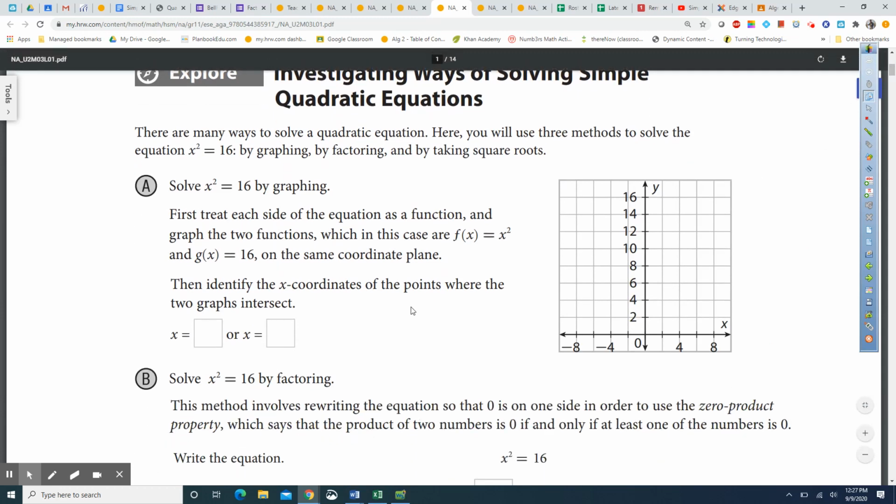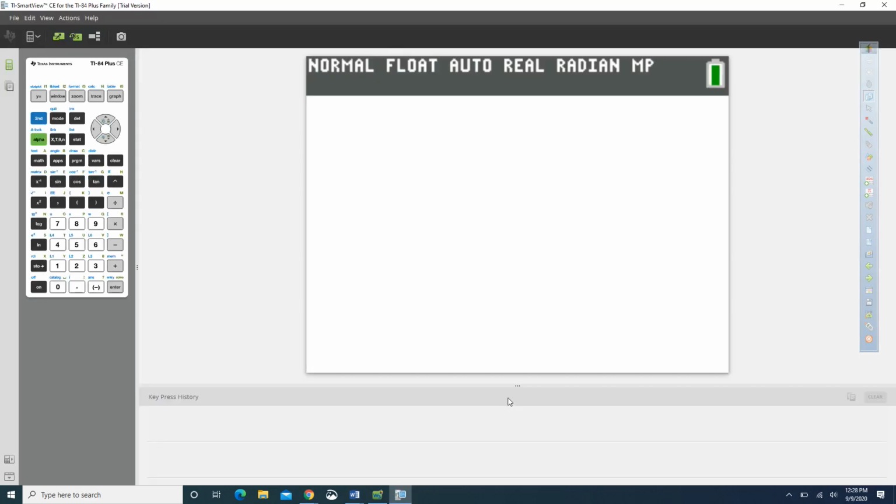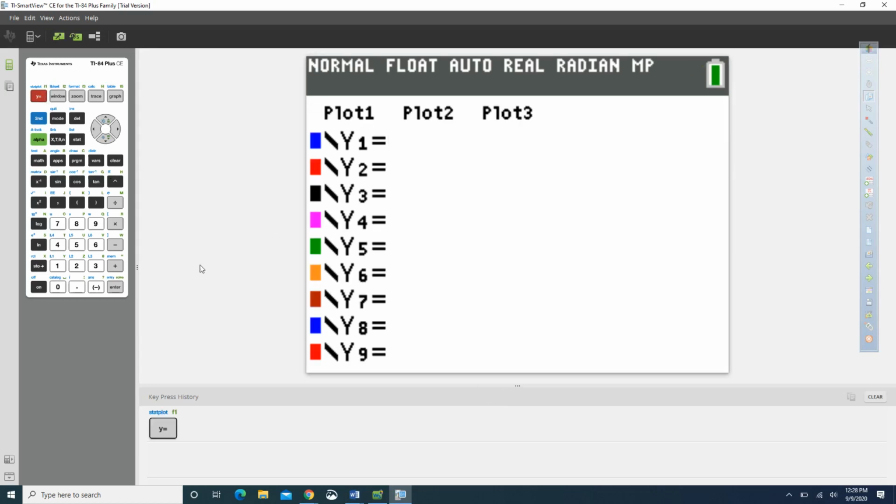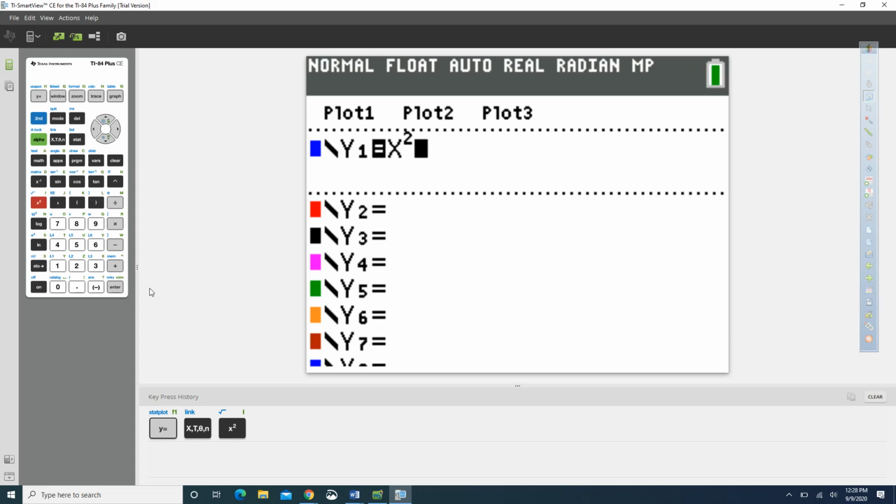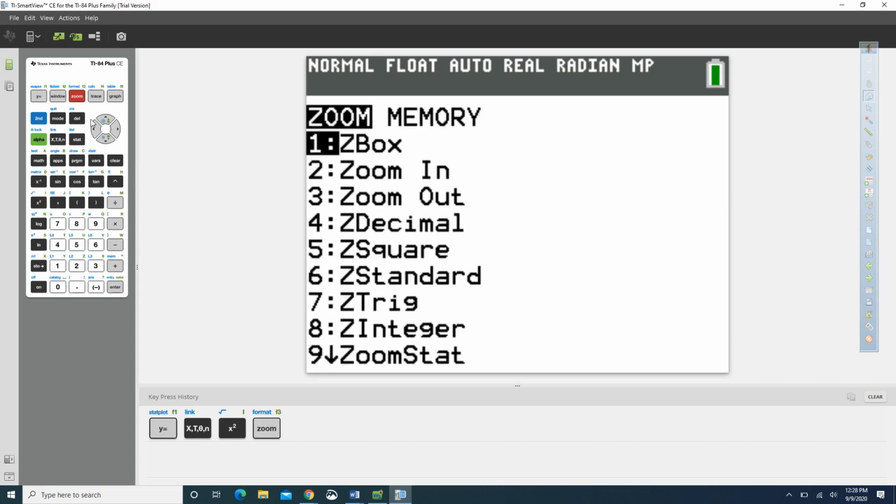So let's look at our first equation here. We got solving by graphing. So we're going to graph the left side and the right side. Okay, back. So finally got my calculator to come up. So what we're going to do, we're going to hit y equals. I'm going to hit x and then the square button. Then I'm going to hit zoom down here to standard, which is 6.